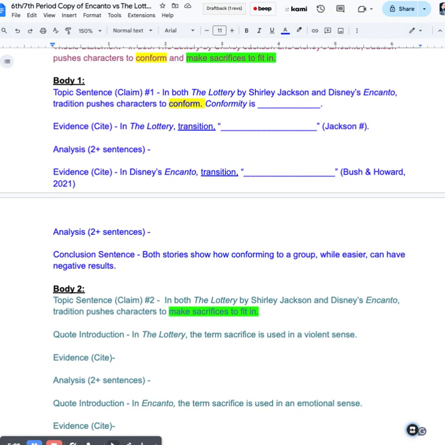So very similar to that, but it would be really repetitive if we said in the lottery again, because we just said it right here, so we made it clear what we're talking about. So instead, we are just going to say transition, because we're going to fill that space in, I promise.